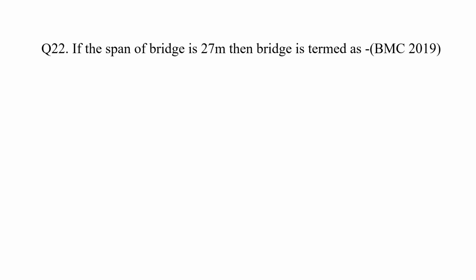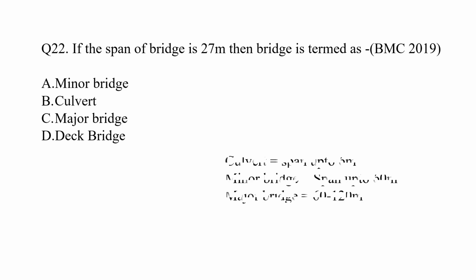Then next, if the span of a bridge is 27 meter, then the bridge is termed as. There are three kinds of range. First, up to 6-meter span is called a culvert. Then next, the span up to 60 meter, the bridge is a minor bridge. Then 60 to 120 meter, the bridge is a major bridge. So option A is correct, minor bridge.